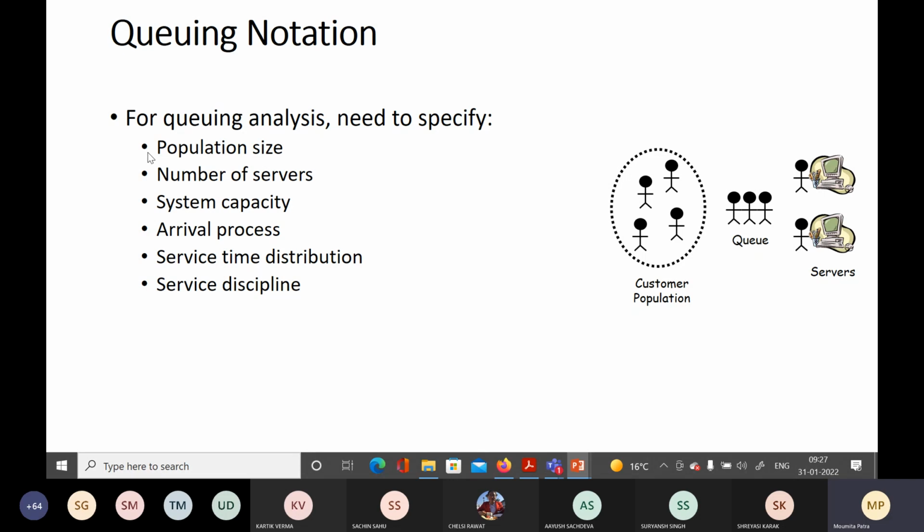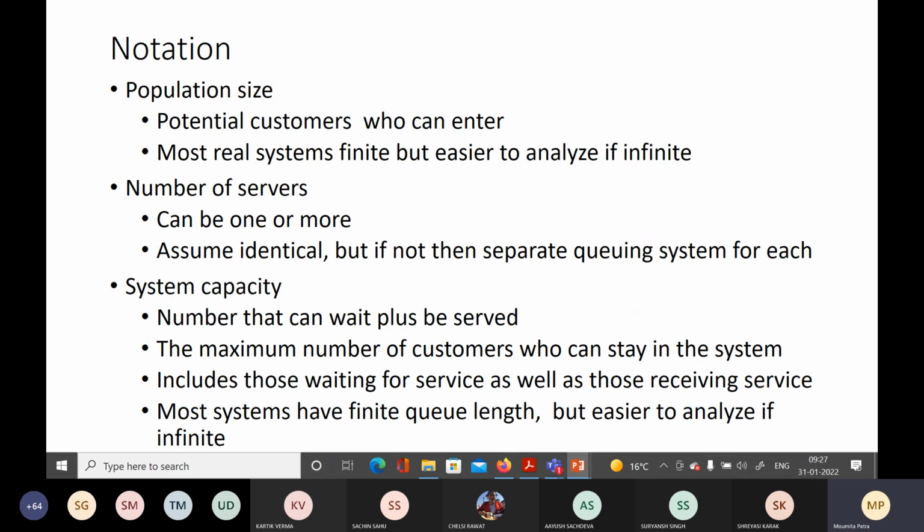All right, here the definition of these queuing notations has been given. First is population size, as given there. Population size, as I mentioned, means the potential customers who can enter your system. I told you that there is a large number of people who arrive in the airport.